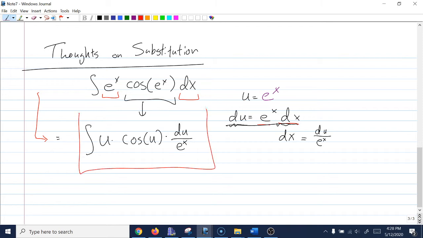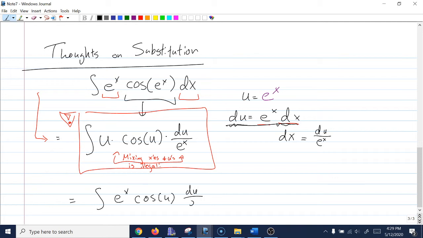This is kind of an illegal thing to write because I have u's and x's mixed. Mixing x's and u's is bad. Some teachers will say you are not allowed to write this. I think it's okay to write this as long as you don't actually try to integrate it. There is a good reason to not write this that we'll see in a second where it matters more. But in the end, you do something like, okay, I'll turn this u back into an e to the x, cosine u du over e to the x. And the e to the x's cancel, and okay, now I have just u's. Integral of cosine u du. Okay, now it's safe to integrate.